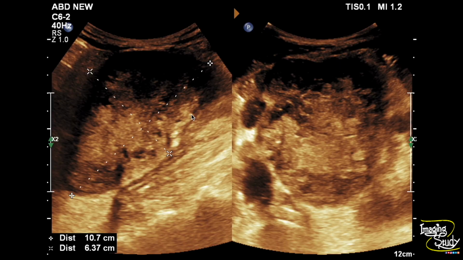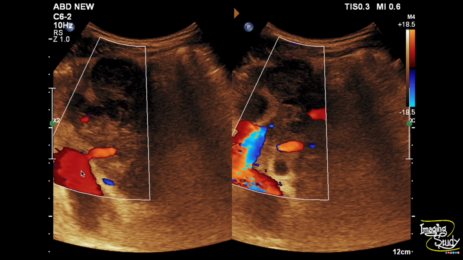So here's the picture of the mass and you can see there is no internal calcification, however multiple anechoic cystic spaces indicating necrosis, which is a common feature in gastrointestinal stromal tumor. There is no communication with the bowel lumen as there is no air inside, however it is causing mass effect displacing the adjacent bowel. Here is the color Doppler and you can see this is the abdominal aorta and it is getting blood supply from the branch arising from the abdominal aorta.